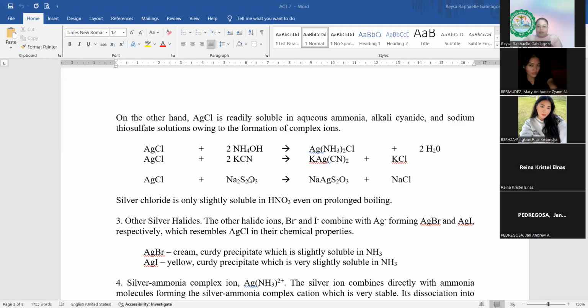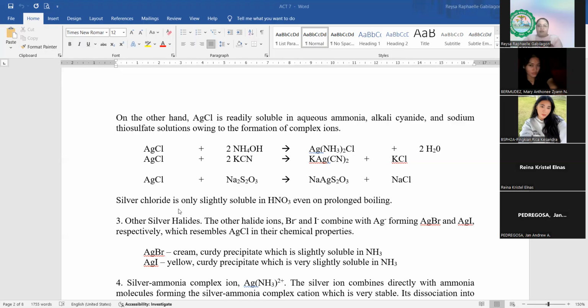And then, if you react it with potassium cyanide, you will get potassium silver cyanide. These are all soluble in water, so we won't see any precipitate here. And then the silver chloride, when reacted with sodium thiosulfate, will supposedly give sodium silver thiosulfate. This is the silver sodium thiosulfate. So the other product is the sodium chloride.